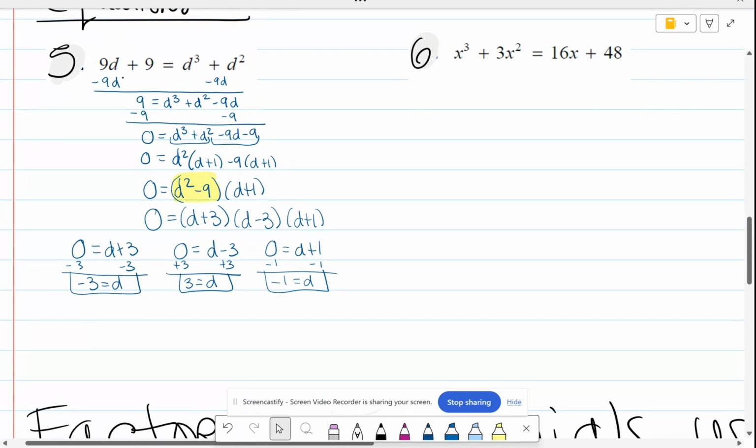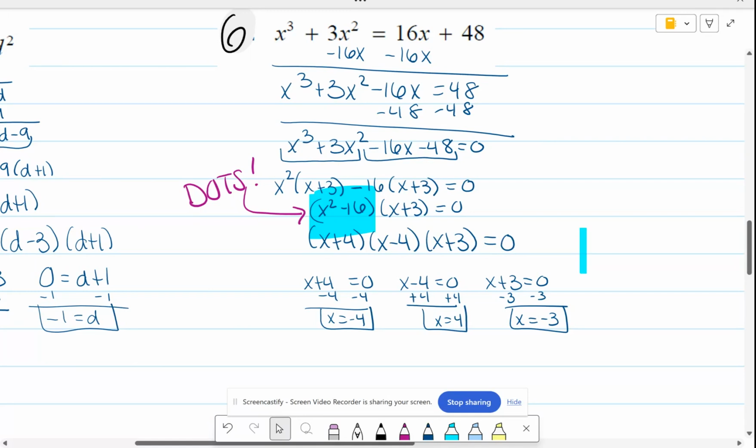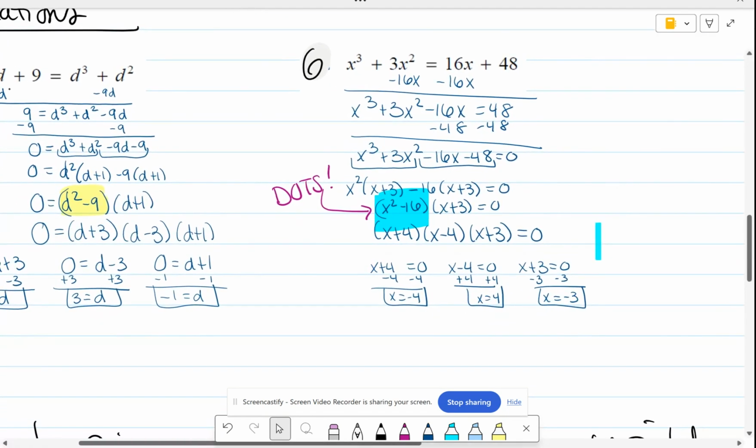Go ahead and give number 6 a try on your own. All right, here's number 6 all worked out. Again, you had a difference of squares, you had the x squared minus 16, so if you need to highlight that or label that in your notes to really emphasize that you always have to factor completely, go for it. It might not be a bad idea to go back and label that on number 5 also.